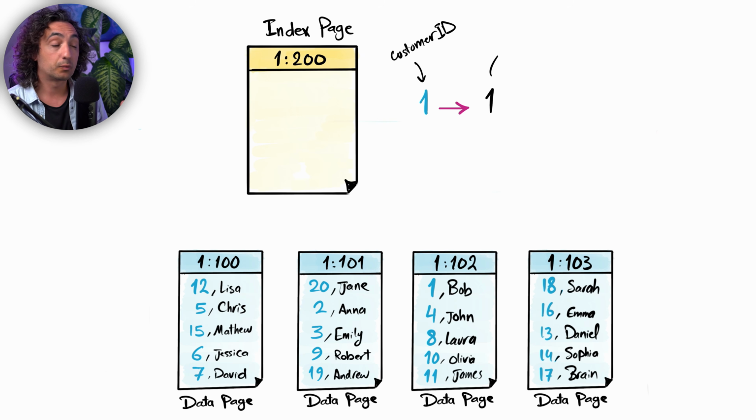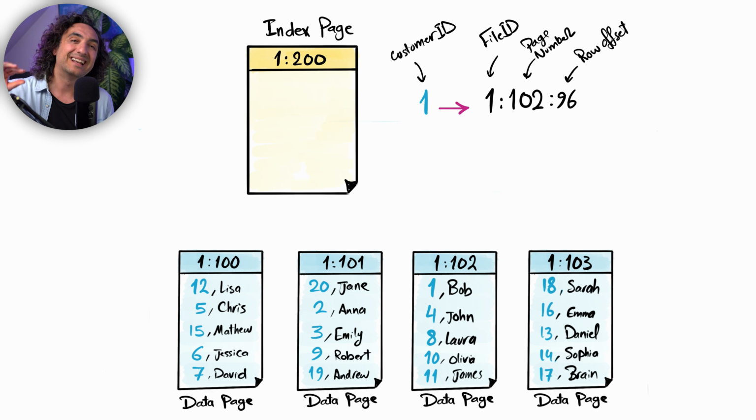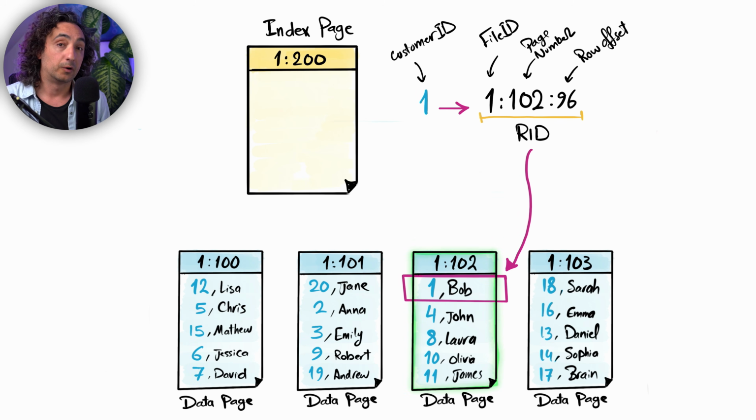So it's going to start with the file ID and the page number, because the customer ID 1 is stored in page 1.102. But SQL is going to add as well the offset number of the row, where exactly in the page we can find this ID, and the whole thing we can call an RID, the row identifier.